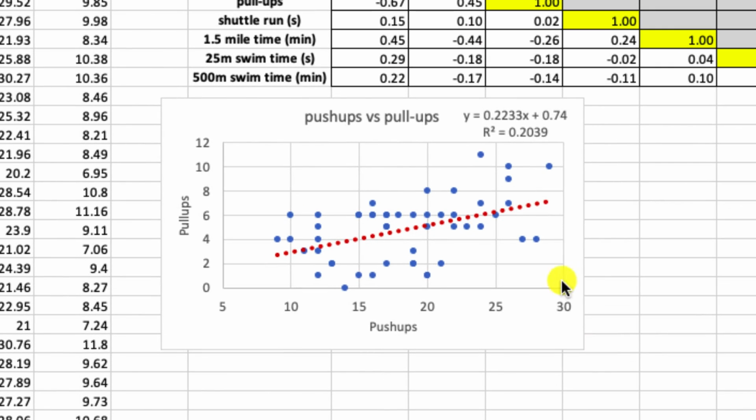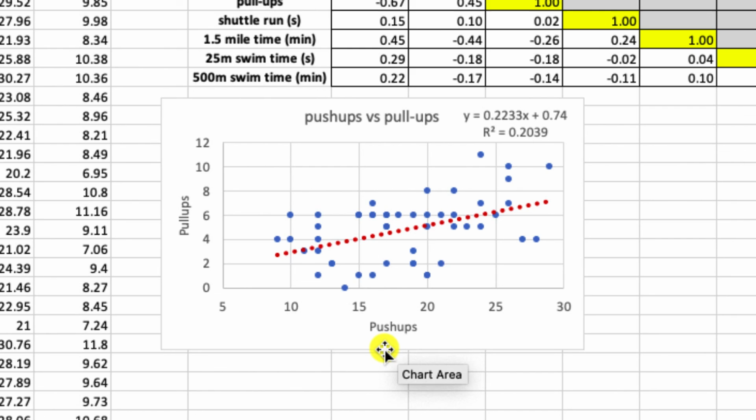Okay, but that r-squared value would mean that 20% or approximately 20% of the variability we see in push-ups is explained by the variability in our pull-up variable. 100 minus that 20%, so approximately 80% of the variability we see in push-ups would be related to variance that exists with relationships with other variables.